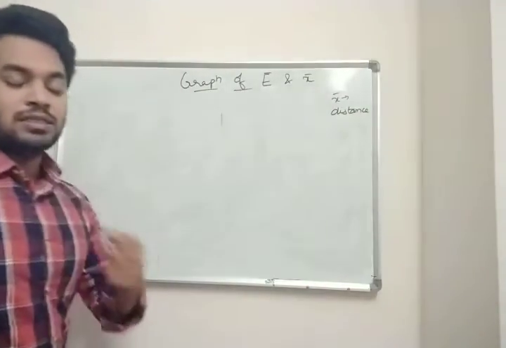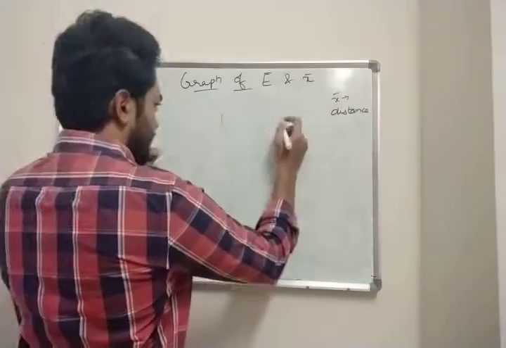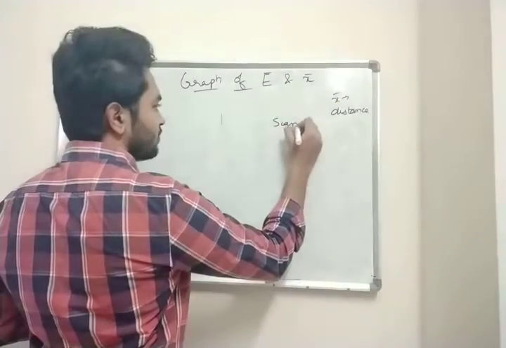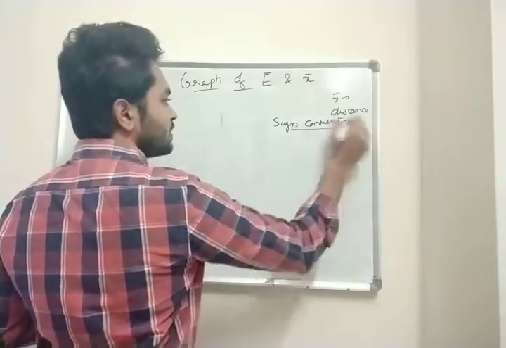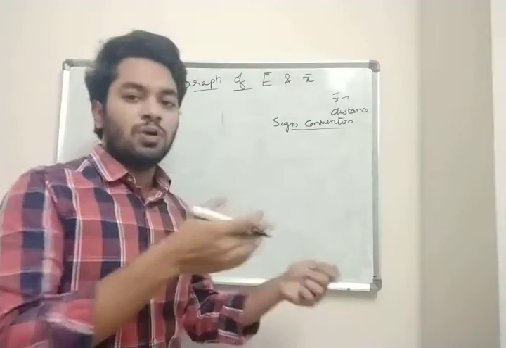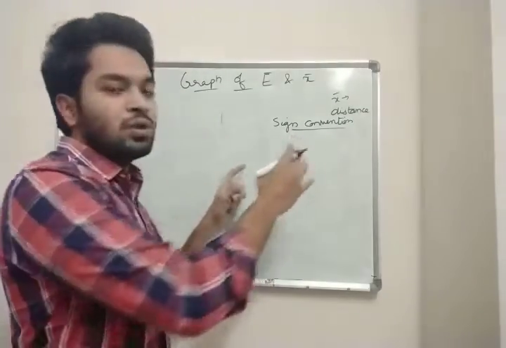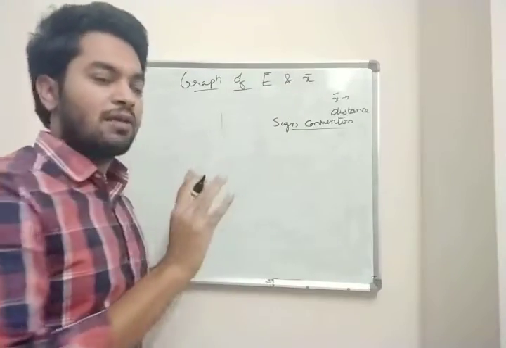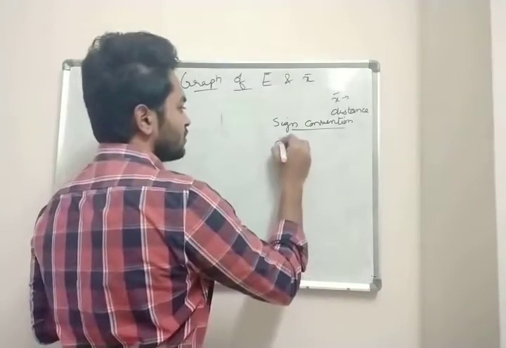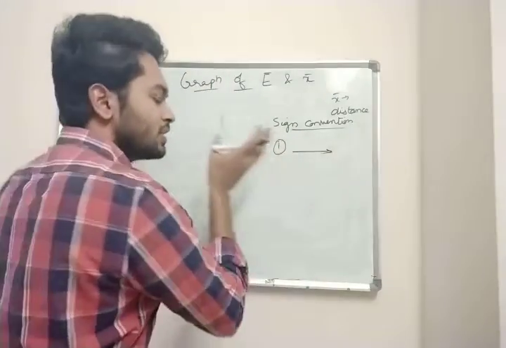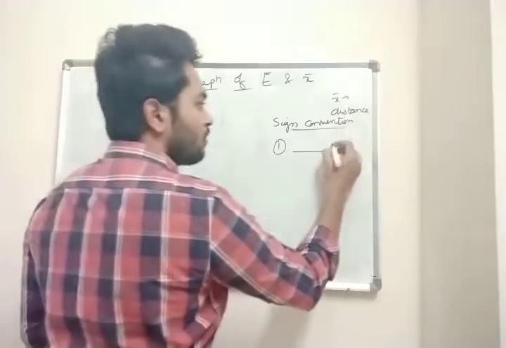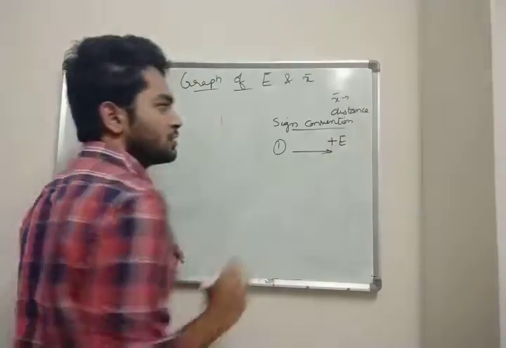X is distance. Now we have a small sign convention. Sign convention means which direction is positive and which is negative. This is the rule we are going to follow in our graph. First rule is, if it is in our right side direction, we are going to consider the electric field as positive.